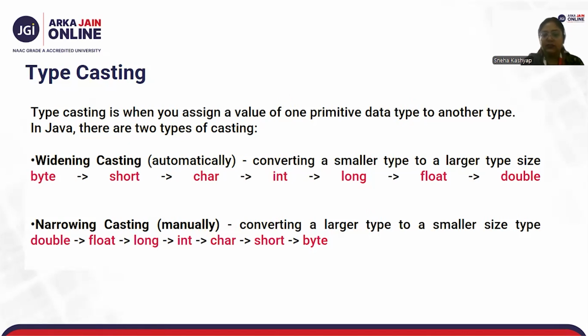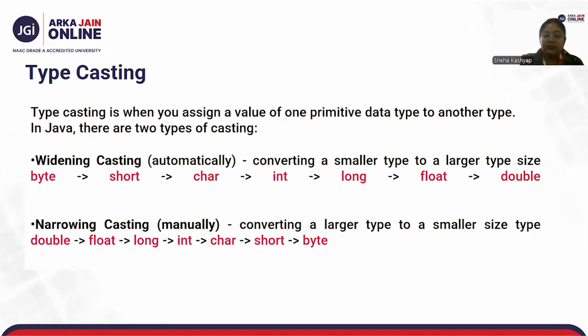So what is basically typecasting? The primitive data types are integer, float, char, and we can convert from one to another. So typecasting is very important and it is required. To this we have certain rules and regulations. So let's see what widening typecasting is.